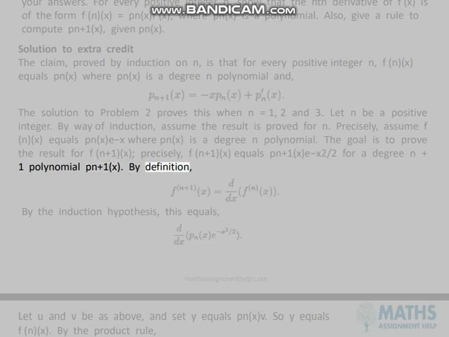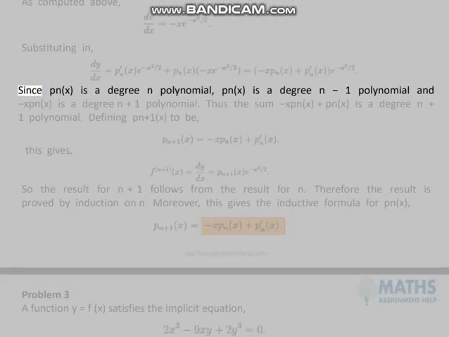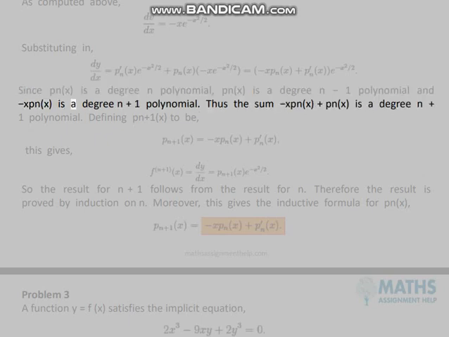By definition. By the induction hypothesis, this equals the following. Let u and v be as above, and set y equals Pn(x) times v. So y equals f^(n)(x). By the product rule, as computed above, substituting in, since Pn(x) is a degree n polynomial, Pn'(x) is a degree n minus 1 polynomial, and minus x Pn(x) is a degree n plus 1 polynomial. Thus the sum minus x Pn(x) plus Pn'(x) is a degree n plus 1 polynomial.